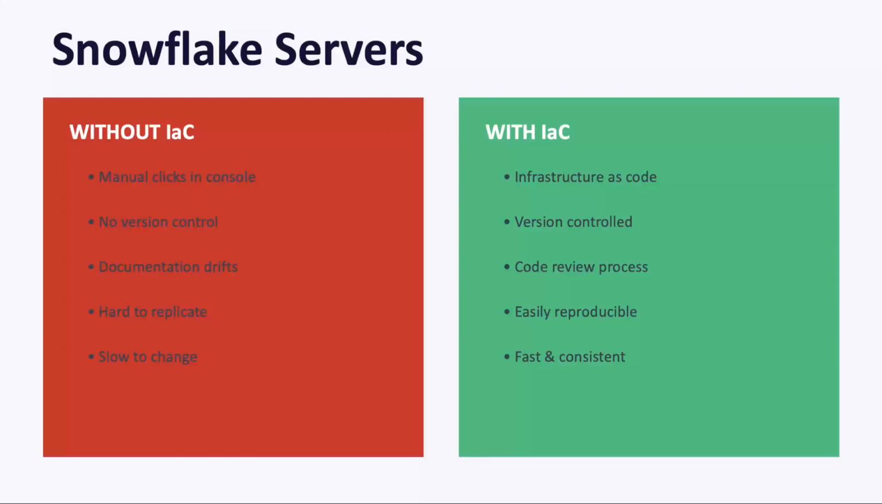Think about it. We already treat application code this way. We don't paste code directly into production servers by hand. We write it, review it, test it, and deploy it. Same idea here: version control for your cloud, code review for your networking, and automated deployments for your databases. That's what IaC gives you.